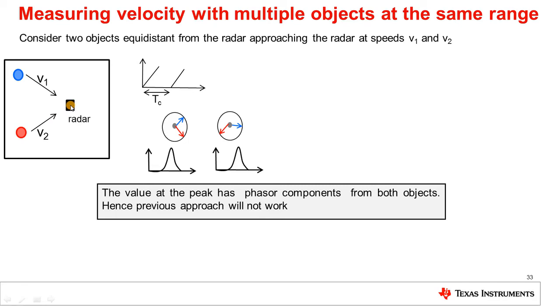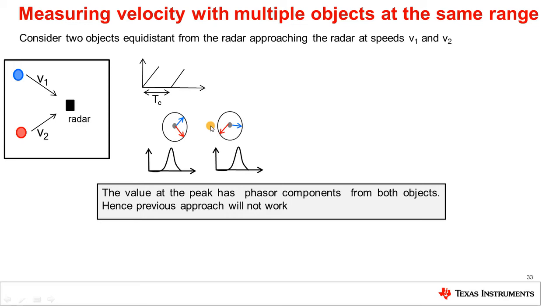So as we discussed earlier, there is going to be a single peak in the range FFT, corresponding to these two chirps that I would transmit. But the phasor at that peak is going to have components from both objects. So the simple phase comparison technique that we described earlier will not work. The reason being that the phases here have components from the velocities of both these objects. So what would be the solution?